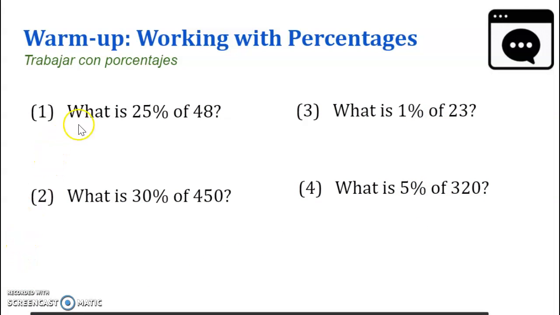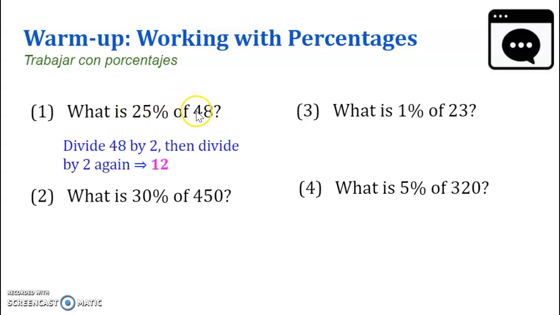Here we go. To do number one, 25% of anything. 25% means half of another half, right? So we can take half of 48, which is 24, and then halve that again, which is going to give you 12.